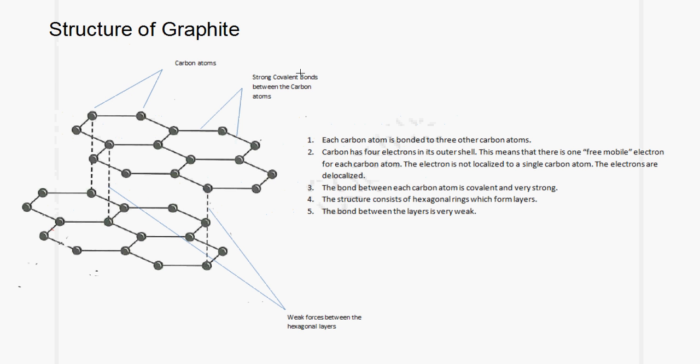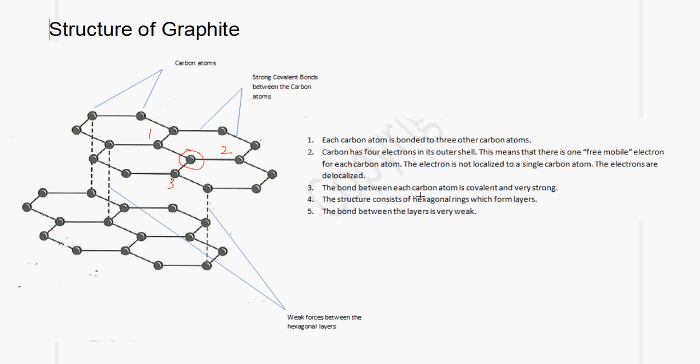Now let us look at the structure of graphite. Each carbon atom is bonded to 3 other carbon atoms. So for example, if we were to look at this carbon atom, we have 1, 2, 3 carbons bonded to this carbon here. Carbon has 4 electrons in its outer shell. This means that there is one free mobile electron for each carbon atom. The electron is not localized to a single carbon atom. The electrons are delocalized, meaning that they are free to move throughout the structure.